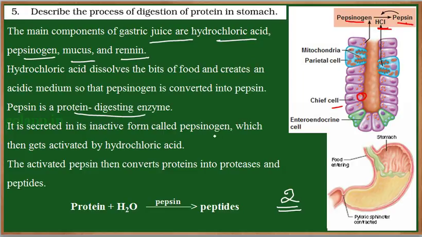Generally it is present in the inactive form, that is pepsinogen, but once it mixes with the hydrochloric acid, it gets converted into its active form, that is pepsin. And the pepsin acts upon protein and breaks it into proteases and peptides. Peptides are nothing but short chains of amino acids.